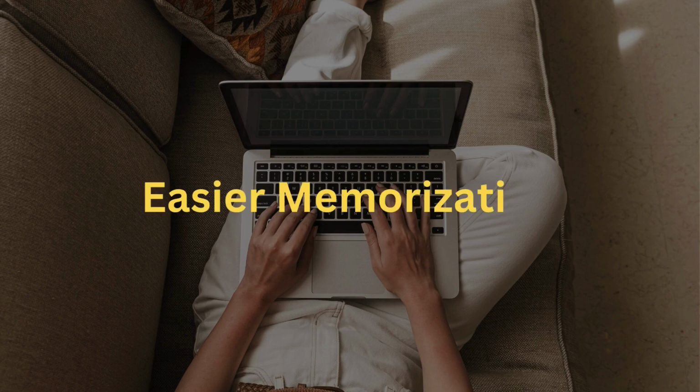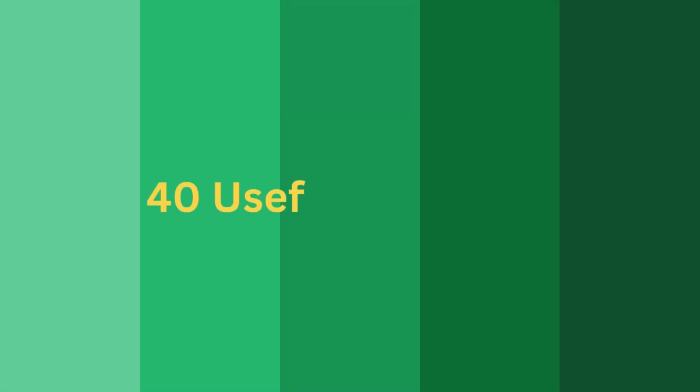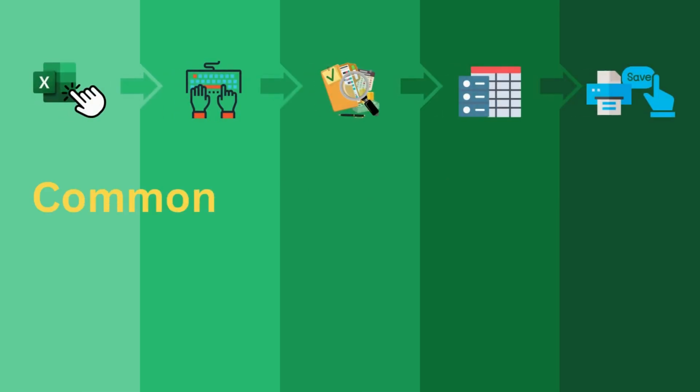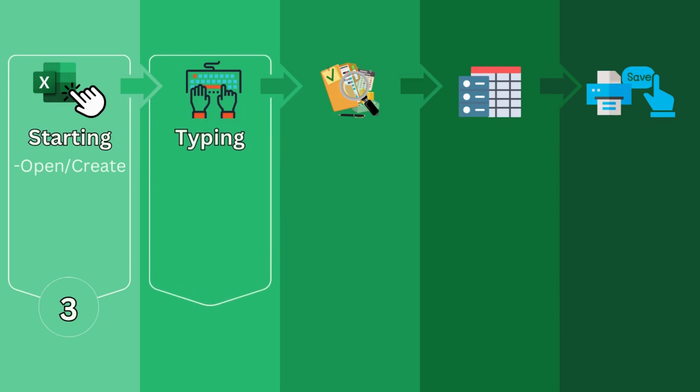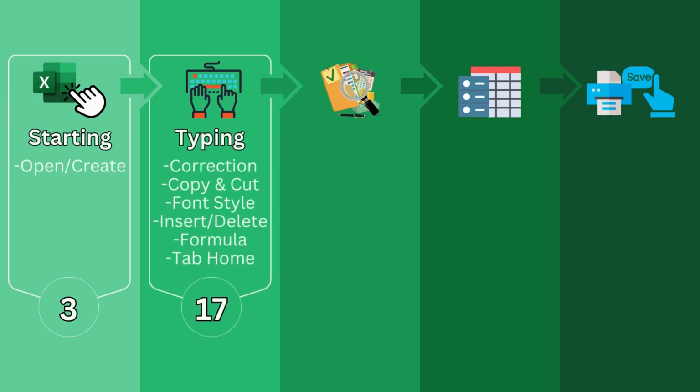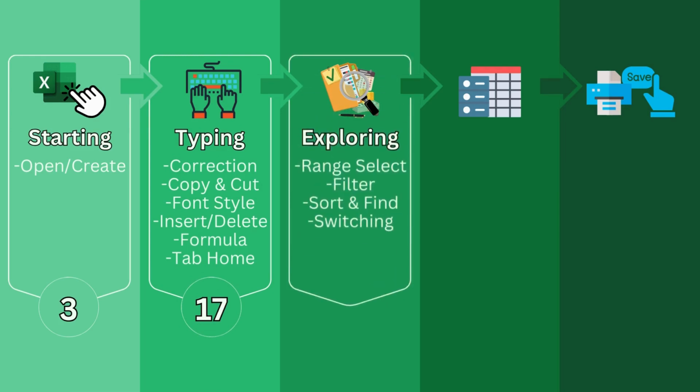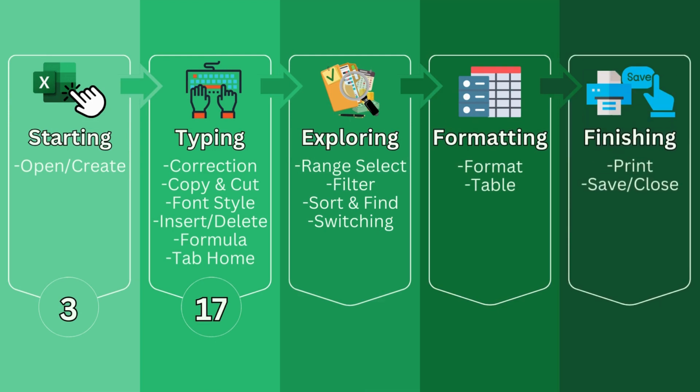For easier memorization, the 40 most useful shortcuts are classified based on their relevance to common stages of work process in Excel. First stage is starting, involves 3 shortcuts that correspond to one work process. The next stage is typing, involves a total of 17 shortcuts derived from 6 work processes. Following that, exploring, formatting, and finishing stages involve 13, 4 and 3 shortcuts, respectively.